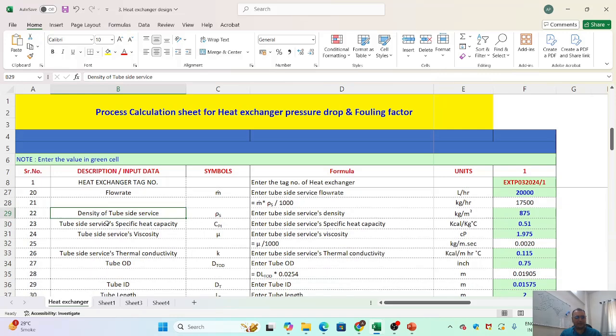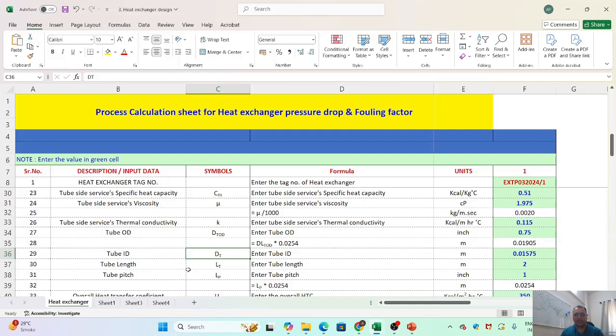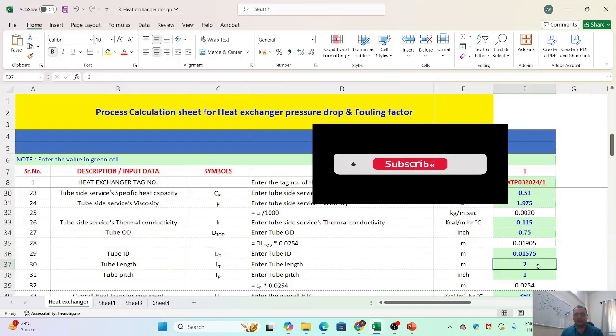Now, after you enter all these properties, say density, then heat capacity, viscosity, and also thermal conductivity, all these are standard values which you can find easily on net. Whatever your fluid is, you have to just search on the Google and enter the values. Now, tube side OD. Now, enter outside diameter, that is in inch, so that is 0.75. These are also, by the way, standard values, so you need to be careful while entering these values. Then tube side ID, so enter tube ID. Then tube length, I have given it 2 meter for now.